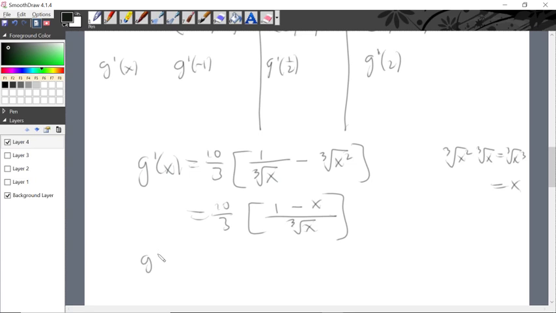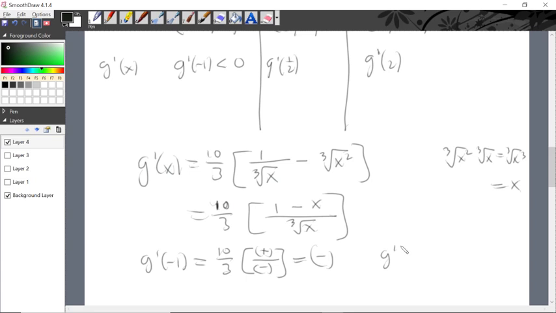Starting with negative 1 then. g prime of negative 1, we got the 10/3 is not going to change the sign of this output. We just want to know if it's positive or negative. 1 minus x, well, if x is negative 1, then we're going to get a positive up here. 1 minus negative 1 is positive, but the denominator, the cube root of that negative x, that's negative. So this overall is going to give us a negative value. g prime of negative 1 is less than 0, therefore.